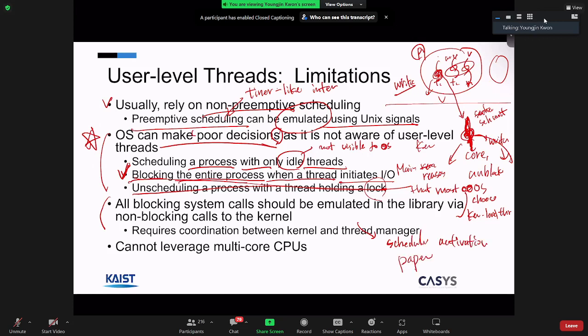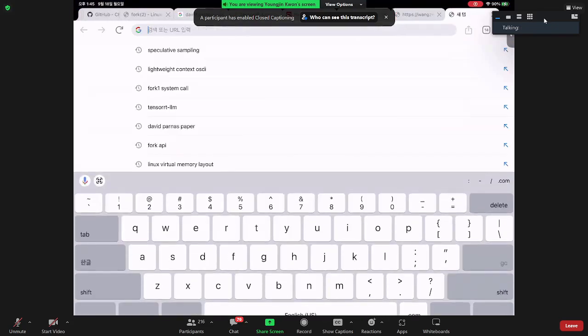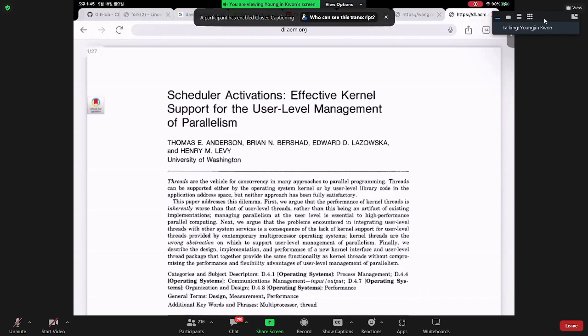I will not cover this in the undergraduate course, but just for sure, scheduler activation. The paper is "Scheduler Activations: Effective Kernel Support for the User-Level Management of Parallelism." Parallelism of what? Threads. With user-level management of threads having all these blocking issues, how can a system support this? How do we address these blocking issues? This paper is all about this.